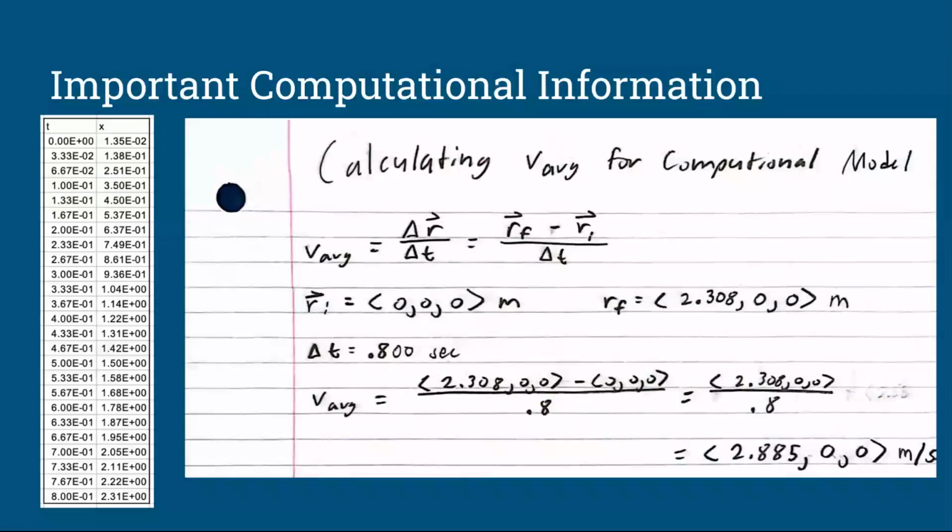Firstly, I looked at the observational model's data chart, which is shown to the left, and I found that the final position of the object in the x direction was 2.308 meters. Because I knew the object's final x position and its initial x position, which was 0 meters because it started at the origin, I found the average velocity of the object by doing final position minus initial position divided by time. And due to the fact that there are no forces on the object, the average velocity will be constant for the entire time period and will be the initial and final velocity.